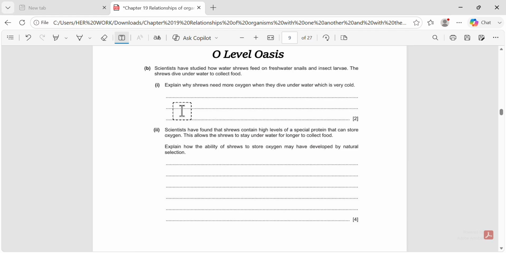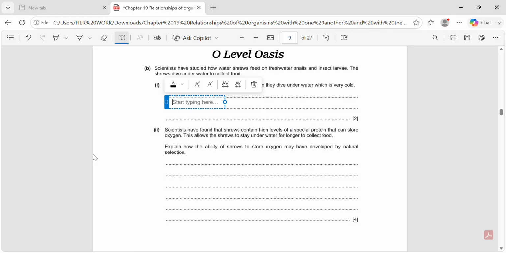Remember that shrews are mammals, and mammals regulate their body temperature. In very cold water, they lose heat more quickly, so they need a higher rate of respiration to generate enough heat and energy to maintain their body temperature. They also need more energy for increased muscle contraction while swimming and diving. Since respiration requires oxygen, they need more oxygen while underwater.